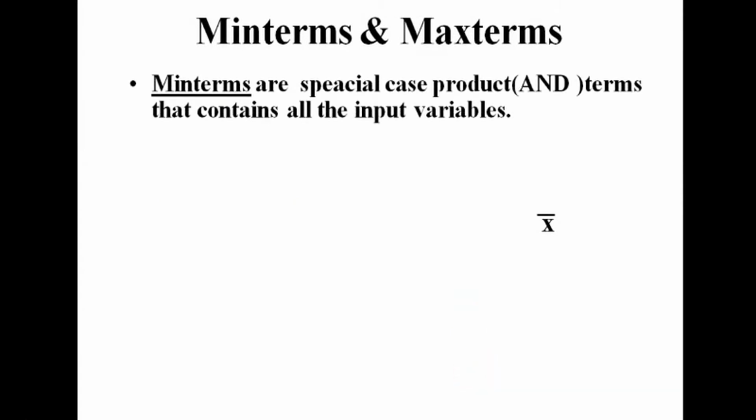Min terms and max terms. Now, min terms are special case product terms, or AND terms, which contain all the input variables. So, if you have a Boolean expression of three variables A, B and C, then ABC is a min term because it is a product term and it contains all the input variables A, B and C. Similarly, A dash B dash C and A B C dash are all examples of min terms because all these terms contain all the three input variables A, B and C.